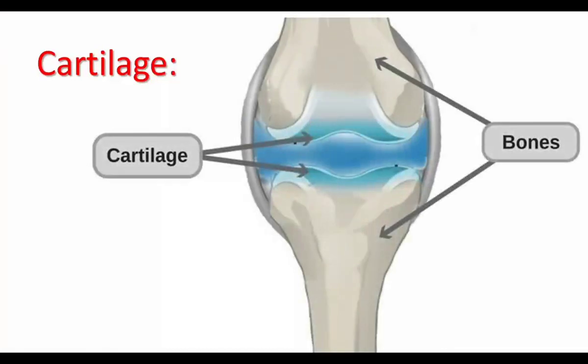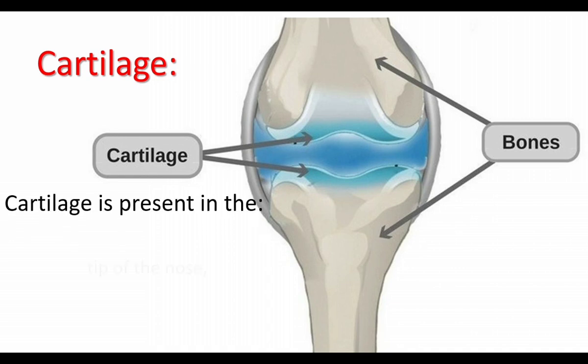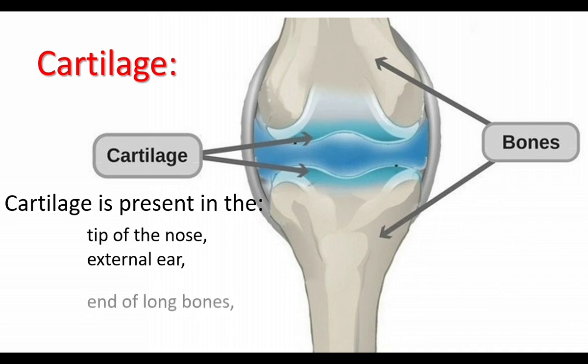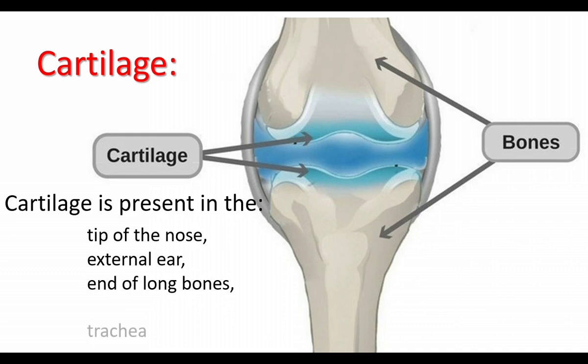Cartilages are found in between two bones. Here, the cartilages provide smooth movement. Cartilages are also present at the tip of the nose and the external ear. If we touch the external ear, we can feel the nature of the cartilage. The ends of the long bones have cartilage, which provides free movement. Our windpipe, the trachea, is also made up of cartilage. Our larynx, the voice producing part, also has cartilage.